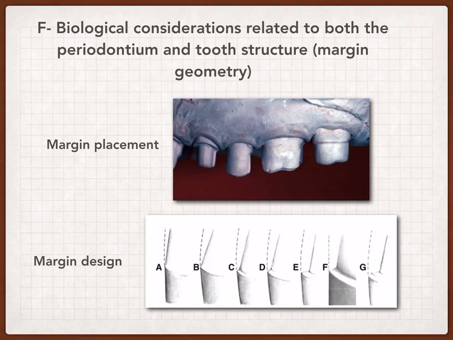The E, F, and G, which are the shoulder, the sloped shoulder, and the beveled shoulder margin designs or geometries, are used with the ceramic restorations or the ceramic part of the metal ceramic restorations. And I will talk in more detail about these margin designs in another video.